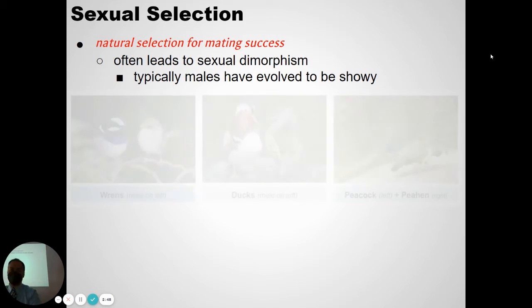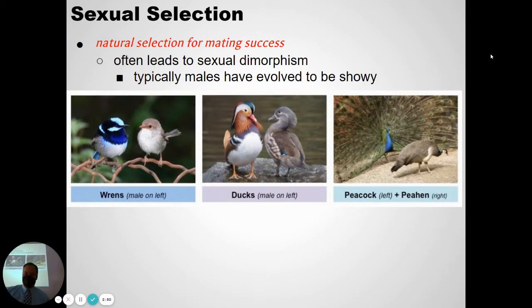And so here are some examples. Here you have a male wren on the left, brightly colored, very vibrant blue, and then the female. Ducks, these are wood ducks. Mallard ducks have the same pattern to their coloration as well. When you imagine a peacock, if you go to the Utica Zoo, you see peacocks walking around. What you notice is the male peacock with the huge tail feathers. The female peahen doesn't have those large tail feathers.